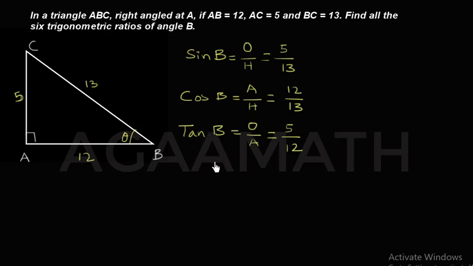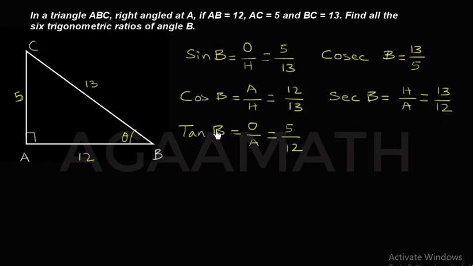can also find the remaining 3 ratios, because the reciprocal, that means the multiplicative inverse, of sine B is nothing but cosecant B. What is cosecant B? The reciprocal of this is 13 by 5. It is nothing but hypotenuse by opposite. Similarly, what is the reciprocal of cos? That means the multiplicative inverse of cos is secant B, which is nothing but hypotenuse by adjacent, that is 13 by 12.